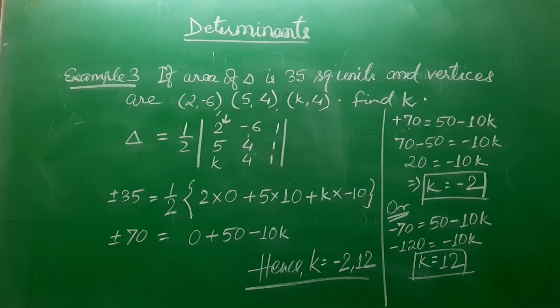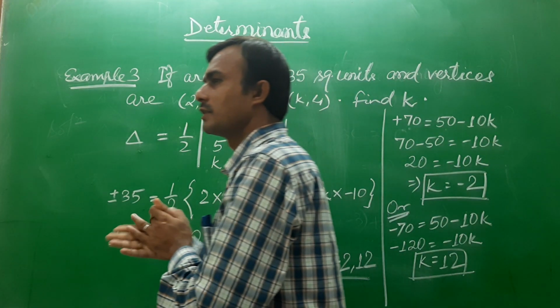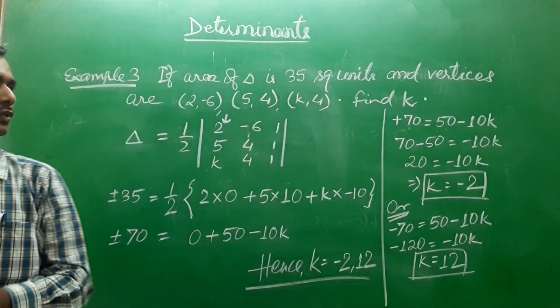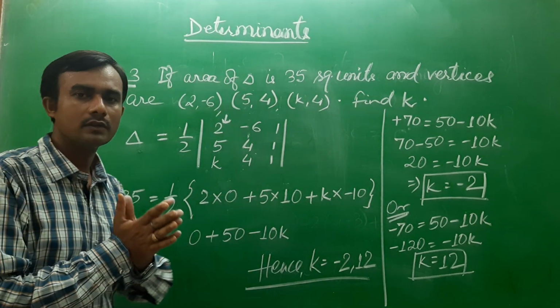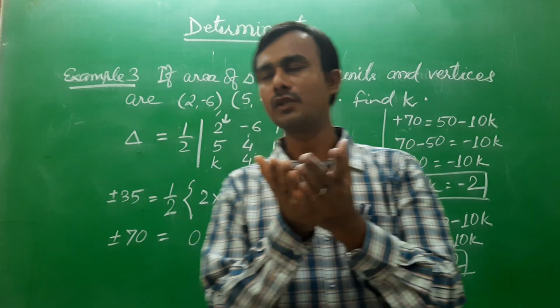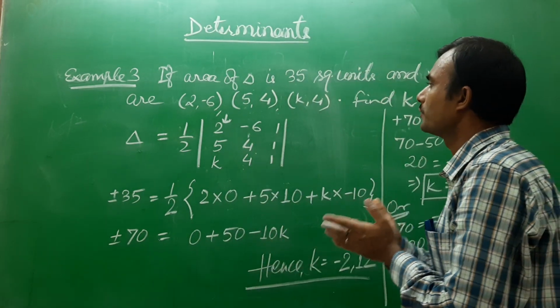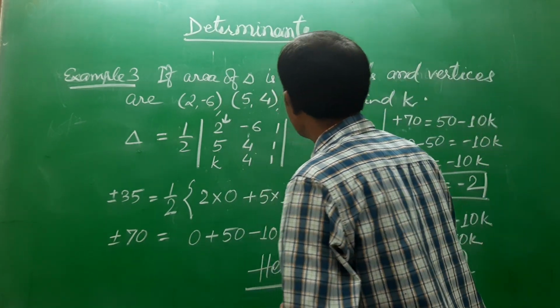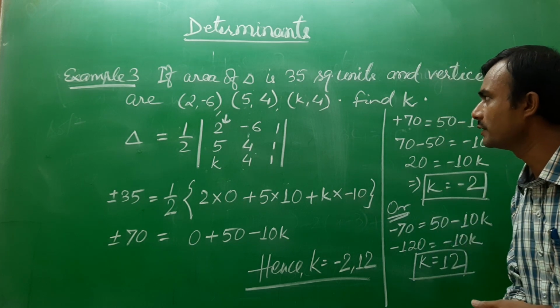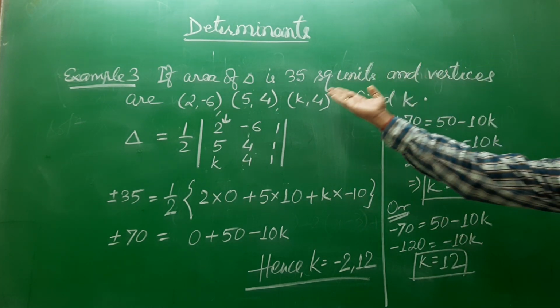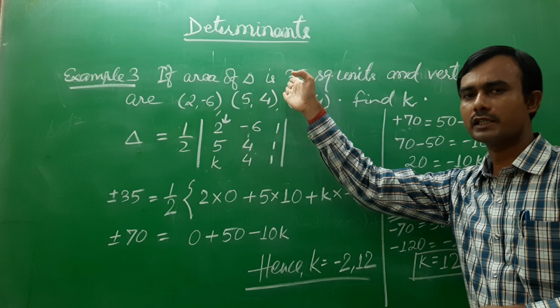So these are the applications of determinants we can use in finding the area of a triangle. We can use the same to find the equation of a straight line where 2 points are given, and we can find the unknown value if the area of the triangle is given, in this way.